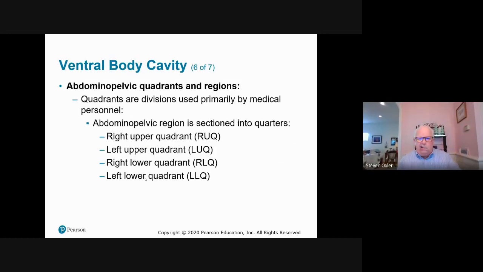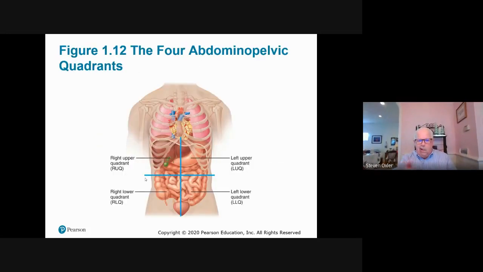Okay, let's talk about the quadrants. These are the four quadrants that are the divisions in the abdominal pelvic region. I want you to know these four quadrants: the right upper quadrant, the left upper quadrant, the right lower quadrant, and the left lower quadrant. I'm going to show you a picture because I want you to know what organs are in these quadrants. Here they are. The right upper quadrant is the liver and the gallbladder.